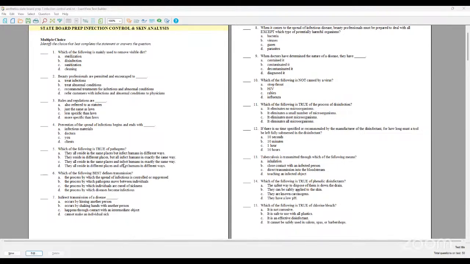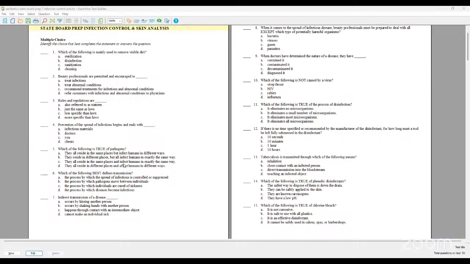Number 6, which of the following best defines transmission? I think we may have referenced this as transmission from one person to another. Number 6, we went over this one, is B, the process by which pathogens move between individuals. Transmission could be associated with the words move or transfer.